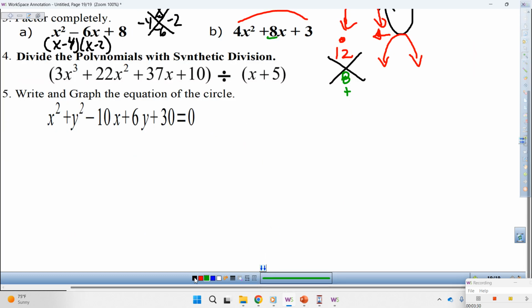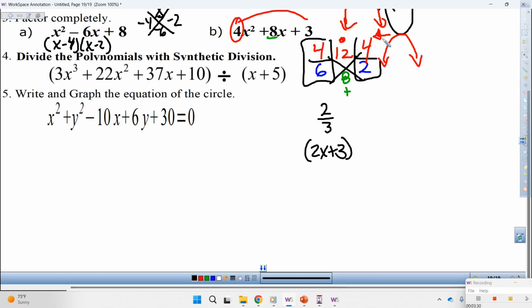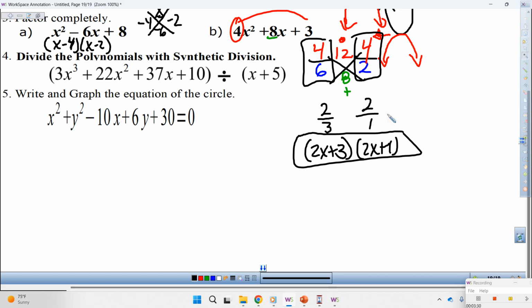So what two numbers multiply to give me 12 and when you add them give us 8? That's 6 and 2. However, what was the leading coefficient? The leading coefficient was 4. So can we reduce this anymore? Yes, this is 2/3, or my factor, 2x plus 3. Can we reduce this anymore? Yes, 2 over 1, or my factor, 2x plus 1. So far so good, yes? All right, good. Let's go to number 4.